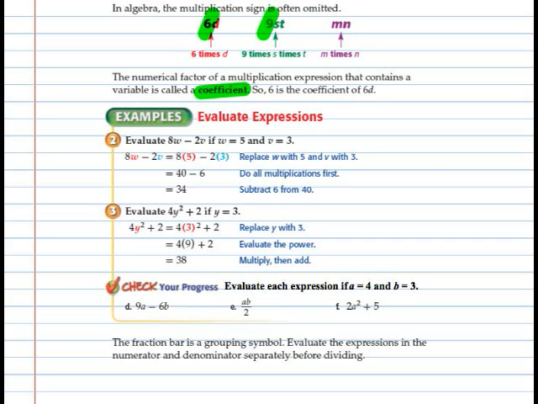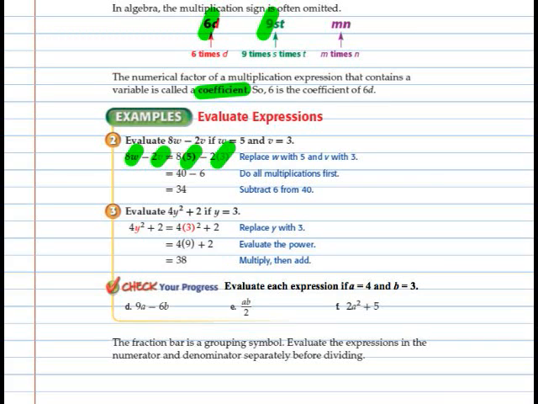In our first example, it says evaluate 8w minus 2v if w equals 5 and v equals 3, so we replace the w with a 5 and the v with the 3. 8 times 5 is 40, 2 times 3 is 6, 40 minus 6 is 34.